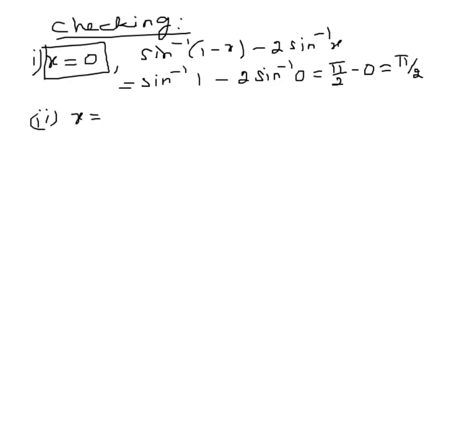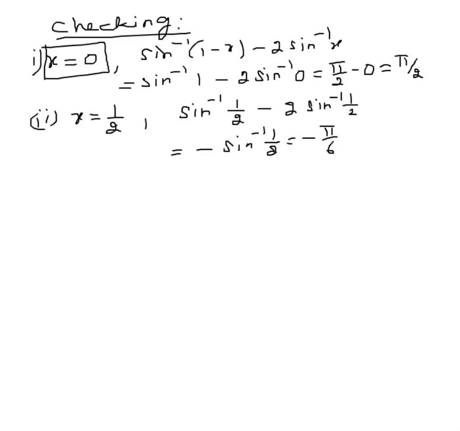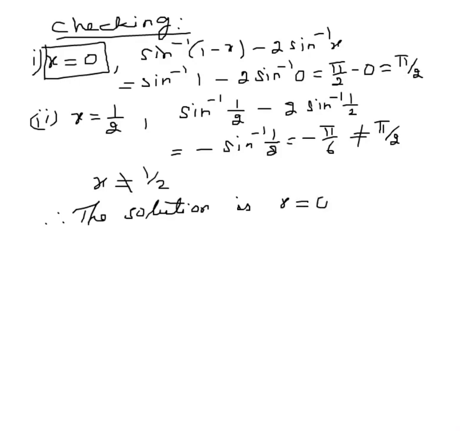Let us check the second answer. Substitute in the given equation. Sine inverse of 1 minus half is half, minus 2 sine inverse of half, which is minus sine inverse of half, which is minus pi by 6, and it is not equal to pi by 2. We are not getting the right hand side, therefore x cannot be half. Therefore the solution for this equation is x is equal to 0. The correct option is C.